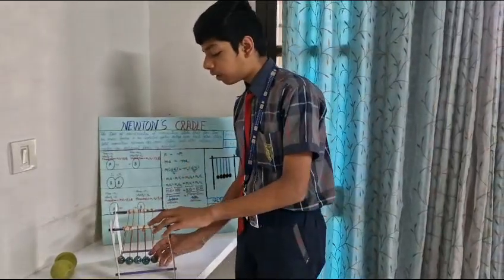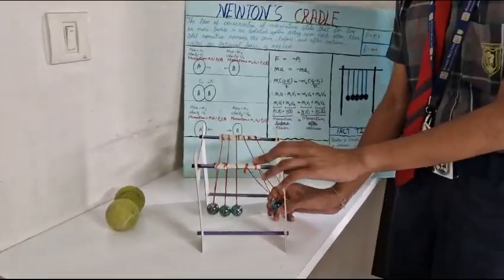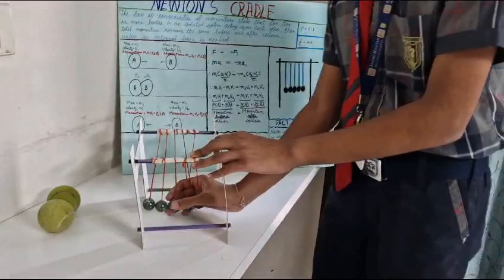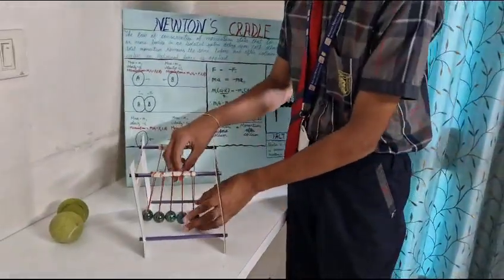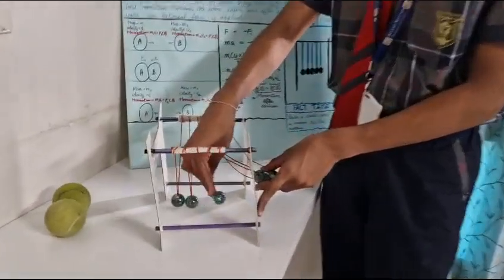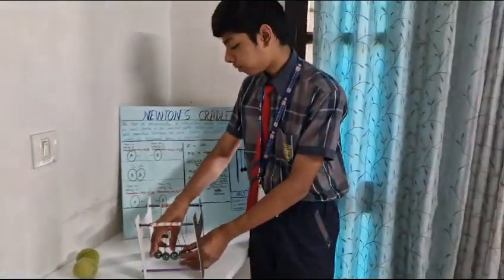Now let us try one or two variations. When I oscillate these two balls, let us see what happens. As you could see, the two balls oscillated. To see a clearer picture of what happens in Newton's Cradle, let us just take these three balls. As you can clearly see what is happening.